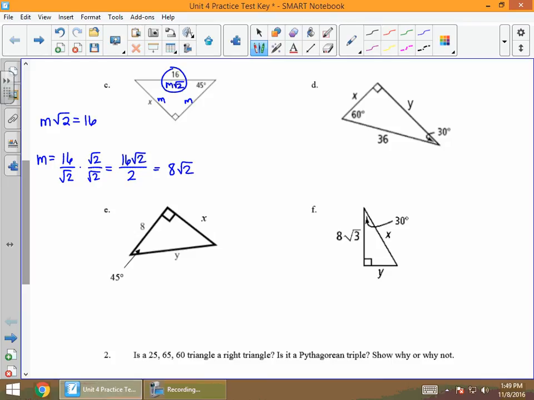So in this problem, it wants to know what does x equal. And here I can see that x is equal to the m value. So in this case, x is equal to 8 radical 2.